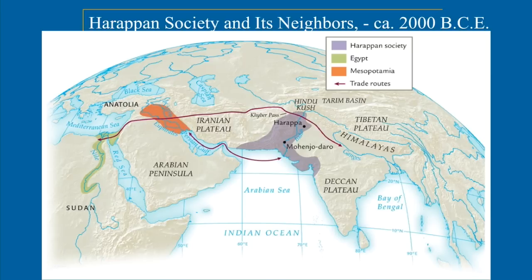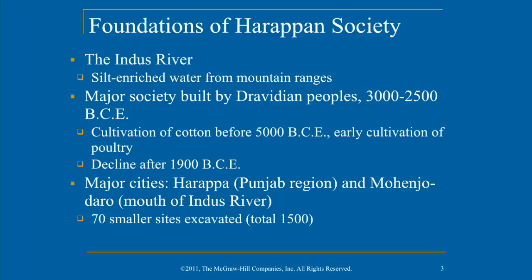You can see highlighted there is the Khyber Pass. That's going to become very important very soon. That runs through the Hindu Kush Mountains. And then we have Mohenjo-Daro. And we're going to see these purple lines. These are trade routes. We're going to talk about those eventually, but for right now, we're going to keep that on the back burner.